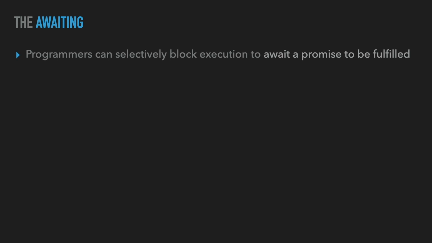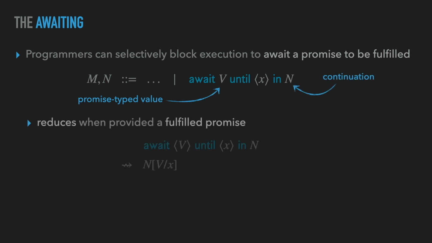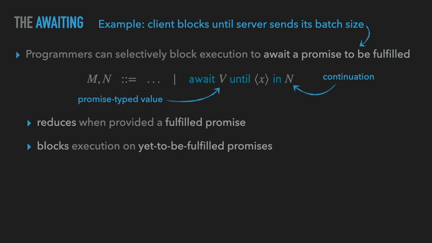While all the constructs we have discussed so far have been non-blocking in their computational behavior, we also provide the programmers with a means to selectively block the execution of their programs by explicitly awaiting on a promise to be fulfilled. This awaiting construct reduces when it's provided with a fulfilled promise value, but it blocks the execution of its continuation when it's provided with a yet to be fulfilled promise, such as one of the variables that we bind in our interrupt handlers. Returning to our running example, the client process could use this awaiting construct to block its execution until the server has sent it its configuration, such as the batch size that it uses.